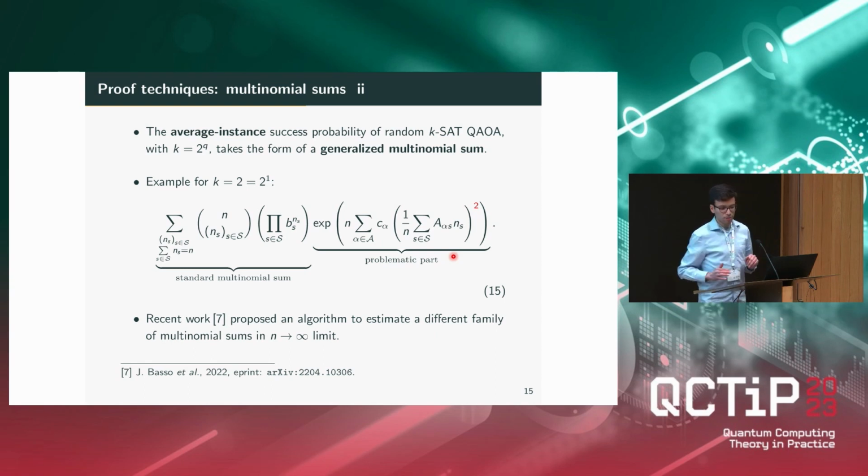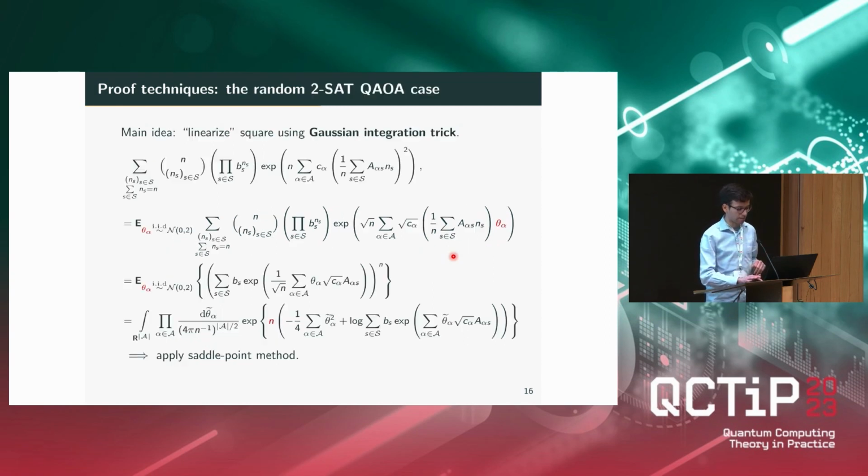At this point, to be thorough, we should mention that another work published a bit before ours proposed a different procedure to estimate a different class of generalized multinomial sums. And this was, again, in the context of QAOA applied to constraint satisfaction problems. However, these guys considered spin glass problems, whereas we consider random K-sets. And we rely on different assumptions and techniques than theirs.